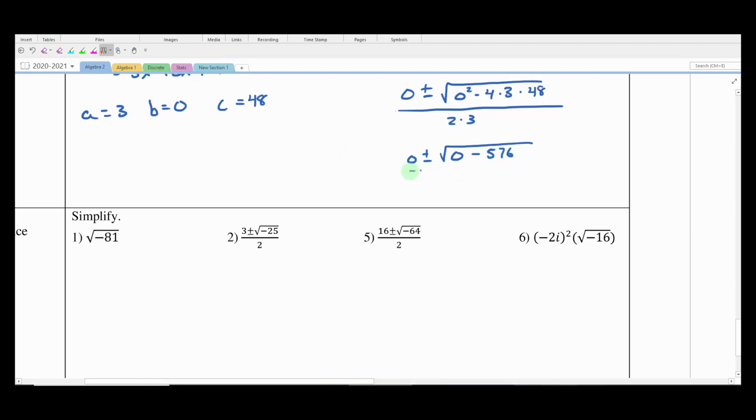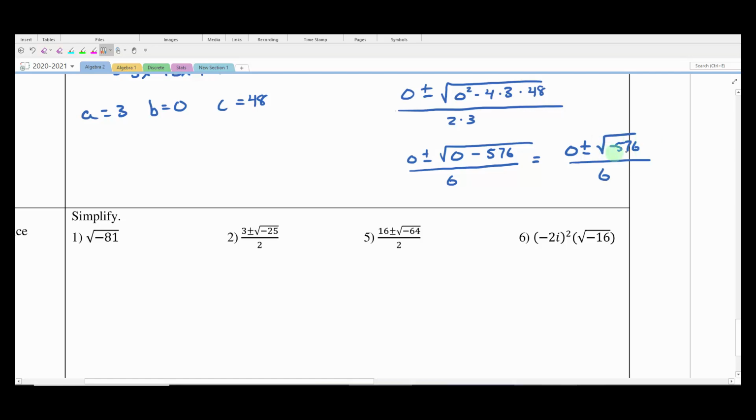There we go. All over, and then 2 times 3 is 6. Okay. So simplifying this a little bit more, you're going to get 0 plus or minus the square root of negative 576, right? Because 0 minus 576 is negative 576, all over 6.